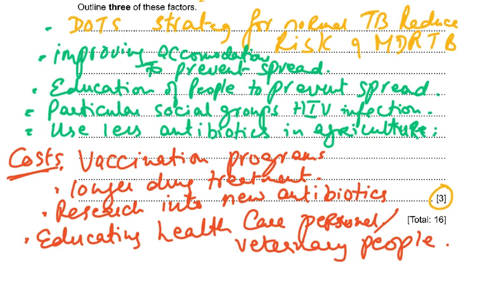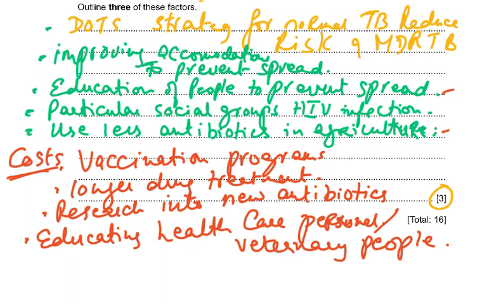Number 2, improving the accommodation so that people who live together in small places then spread the disease. So we would improve that to prevent the spread. Then education of the people to prevent the spread. Sufferers should be educated that they should not be spreading it to their relatives or whatever. They should sort of abstain from meeting people. Then particular social groups like HIV infected people are at a high risk of tuberculosis. If we target those people, and then we use less antibiotics in agriculture, that's another point.